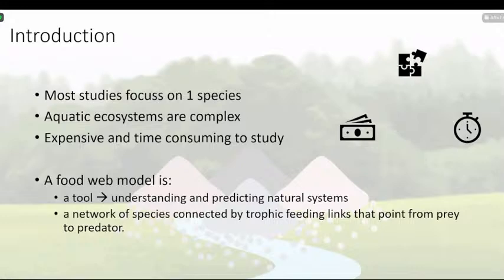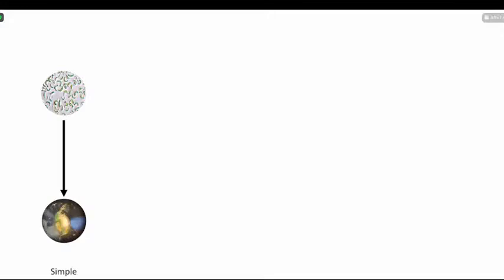So a food web model is a tool that could help us understand and predict natural ecosystems better. A food web model is basically a network of species connected by different trophic feeding links that generally point from predator to prey. So this is the easiest example that we know. Algae, the prey species, gets eaten by Daphnids, the predator species. So the arrow points from prey to predator.